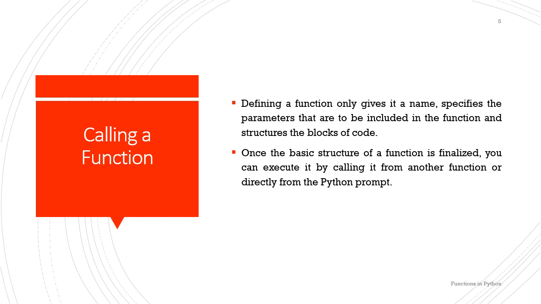Now we can see how to call a function. Defining a function only gives it a name and specifies the parameters that are to be included in the function and the structure or the block of code that is to be executed. Once the basic structure of a function is finalized, you can execute it by calling it from another function or directly from the Python prompt. In order to call a function in Python, just use the function name followed by parameters in the parentheses.